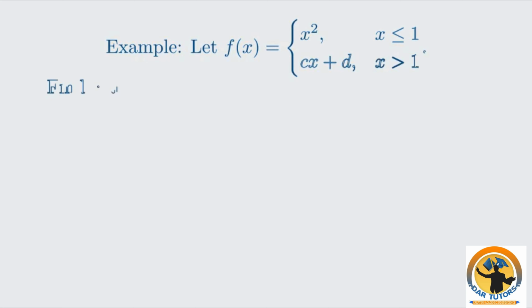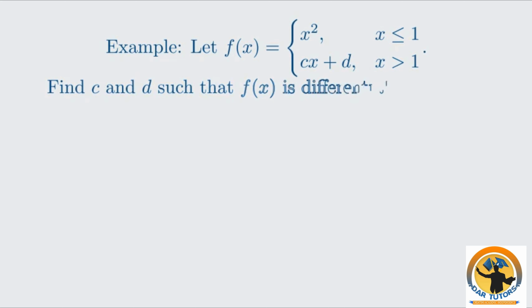Consider the piecewise function f of x, which is x squared for x less than or equal to 1, and cx plus d for x greater than 1. We want to find the constants c and d that make this function differentiable at x equals 1. We must satisfy both conditions for differentiability.